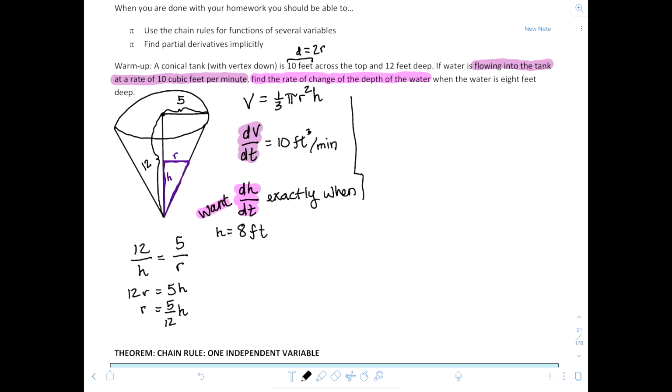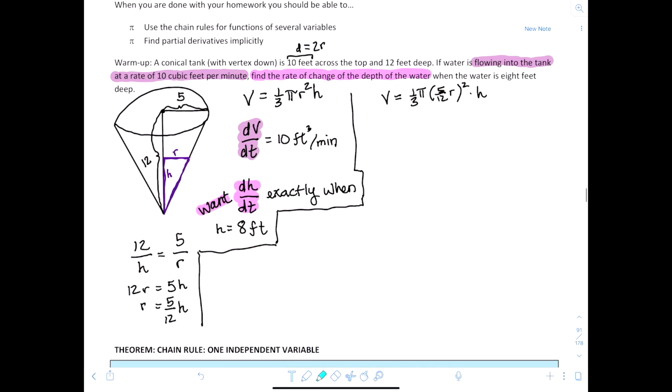So now we have all the pieces, and remember, when you are finding a related rate, you don't want to plug things in too quickly. We will be plugging in r equal to 5/12 h into the volume formula, but we're not going to plug in the value for h or dV/dt until after we've differentiated with respect to time to get the rate. So our volume will be 1/3 pi times 5/12 h, the quantity squared, times h. Sorry, I believe I said h and I wrote r. So r is 5/12 h. And so this is what we're plugging in for r.